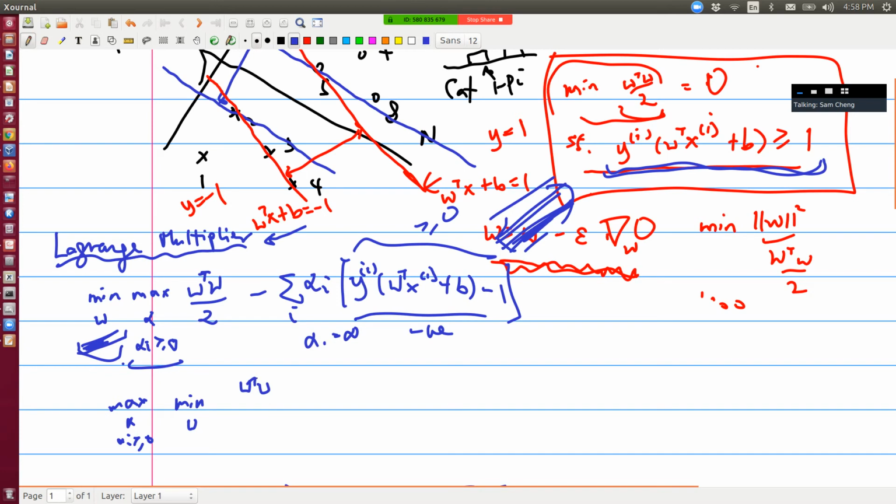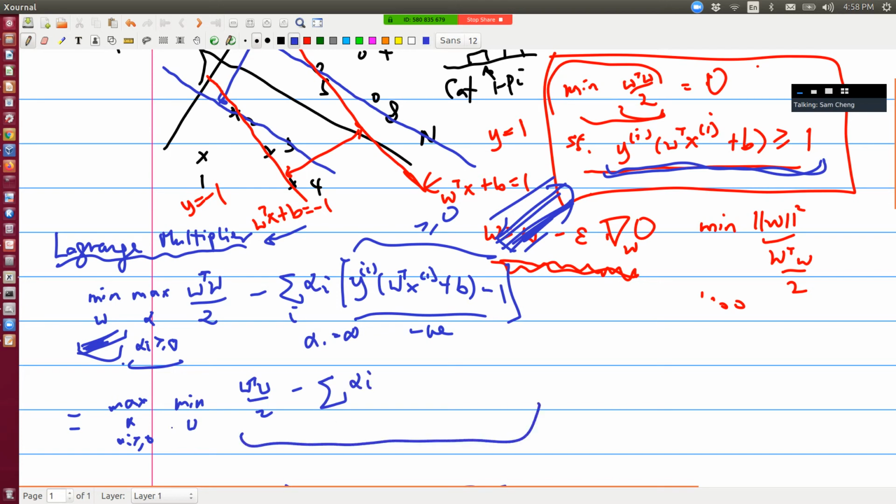Yes, it does not always make sense. But that's the thing: sometimes these two will have the same solution, and we are hoping that these two have the same solution. If these two have the same solution, then this will become easier to solve.